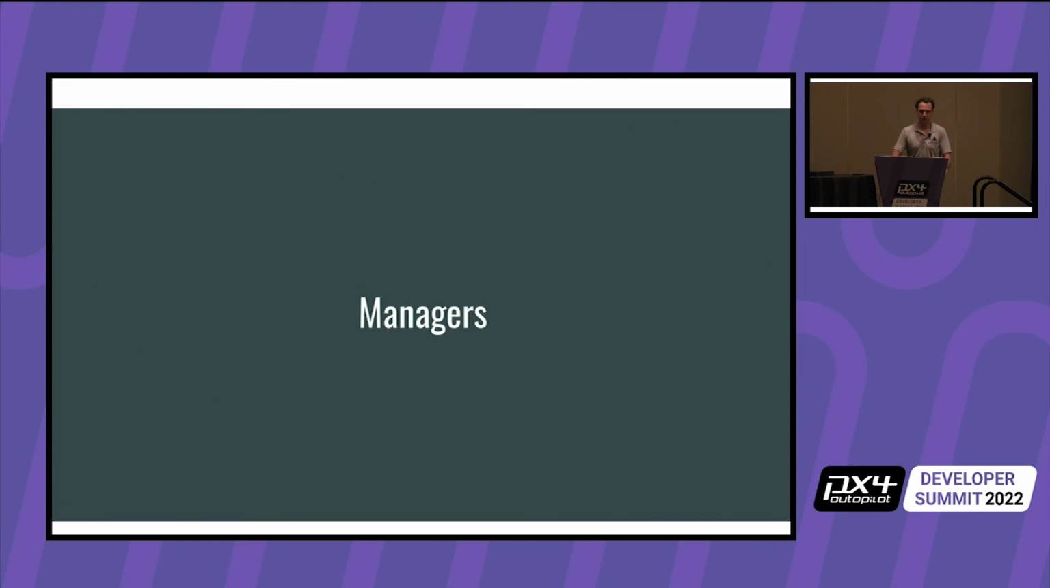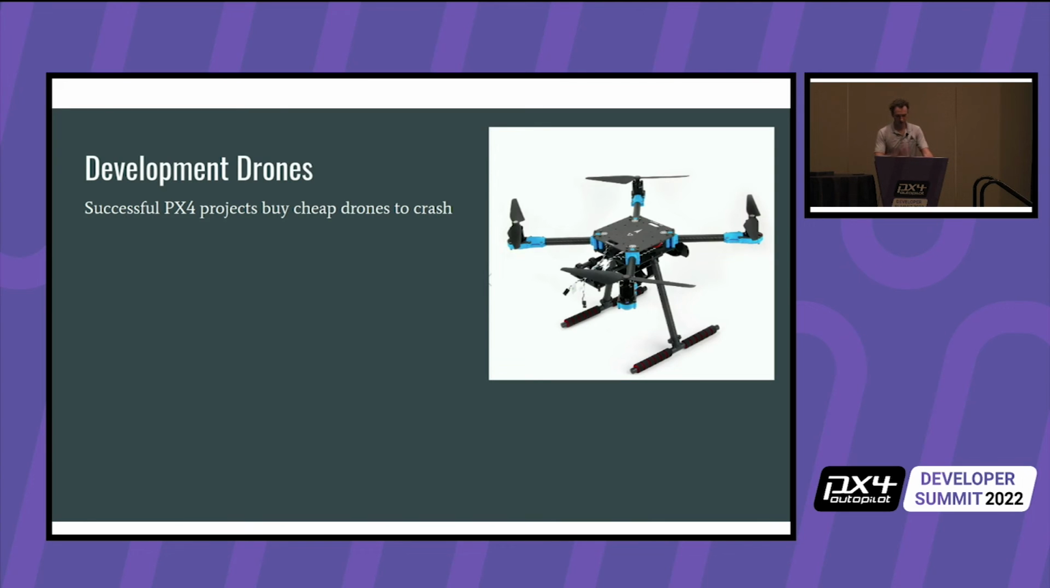Okay, managers. So we're done with engineers. We're going to turn this a little bit over to the managers. Development drones. Successful PX4 projects buy cheap drones to crash with. This is the Holybro X500, I believe, V2. I'm not saying that this is a cheap drone, but comparatively to a lot of other drones, it's cheap. And you can crash these things. And you just order more from Holybro. They have pretty good delivery times, especially just with the airframe.